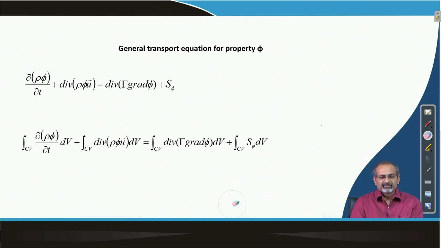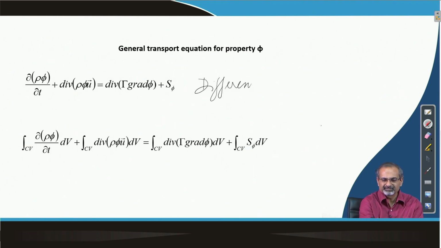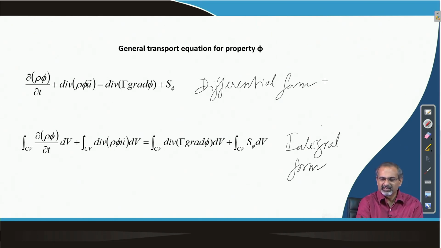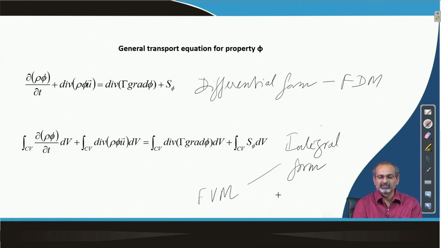We will now look at general transport equation for a property phi, and we have written the transport in two forms. One is the differential form, the other is the integral form. We said that in the finite difference method we use the differential form, while in the finite volume method we want to use the integral form.